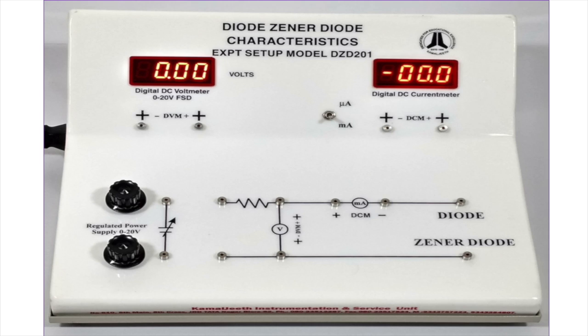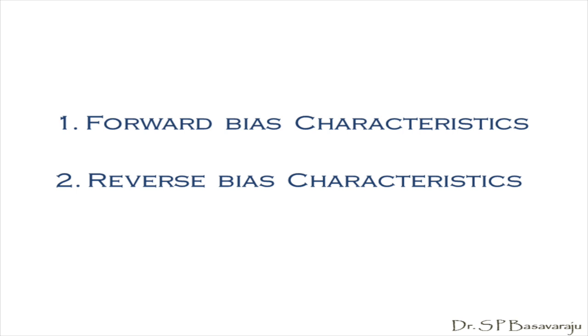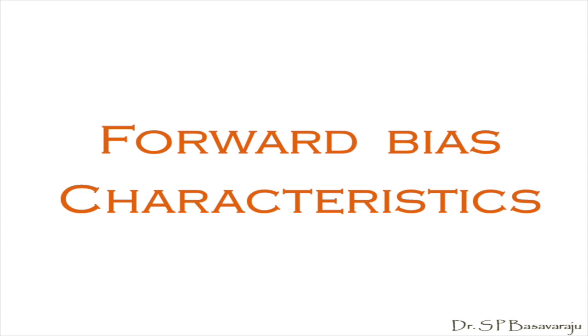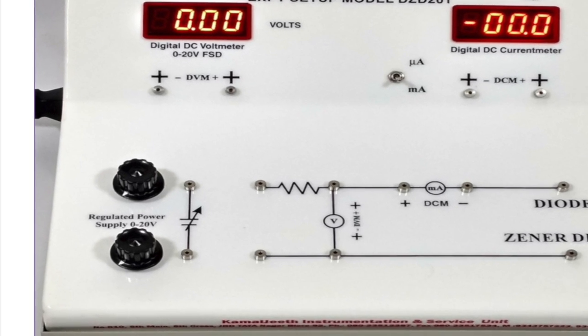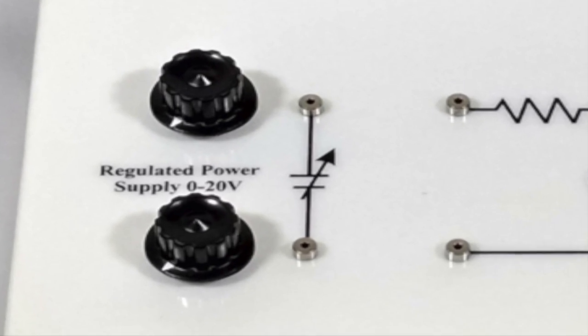Now let's see about the connections. We are studying here two types of characteristics. Number one, forward bias characteristics, and number two, reverse bias characteristics. Let's first make connections for the forward bias and know what variation we do with it for the current and voltage values to get the graph. Before that, turn both the knobs to the minimum position.